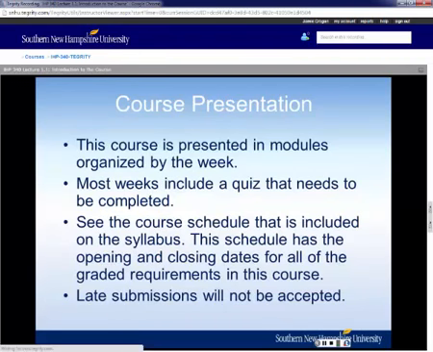This course is presented in the form of weekly modules. Most modules include a quiz that needs to be completed. Sometimes you'll have a practice quiz that you can also complete. Please take a look at the course schedule that's in the syllabus. This schedule has all of the opening and closing dates for all of the graded requirements in this course. Please note that late submissions will not be accepted, so it's very important to make note of these opening and closing dates for your graded requirements.